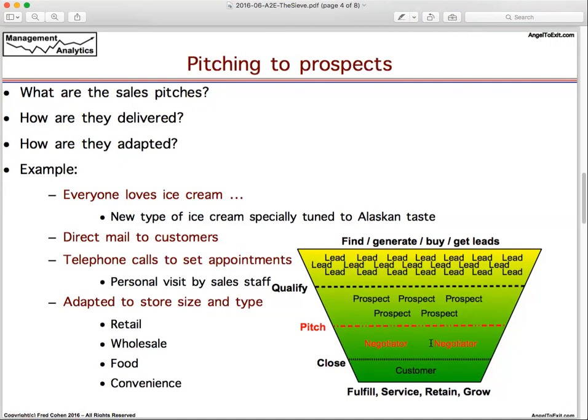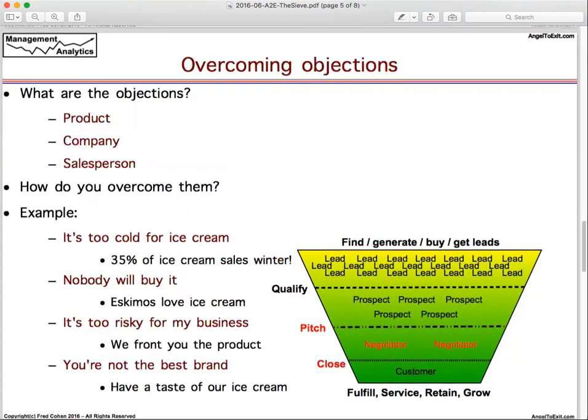You might do direct mail to customers. You might have telephone calls to set appointments with stores, retail stores, and have somebody come and visit each store. So you go from town to town in Alaska visiting the store with your truck that includes the samples of the ice cream and everything else you need. And you might also have a different pitch that's adapted to different types of stores. Retail might go through a wholesaler, food stores versus convenience stores, and so forth. So you have a differentiated market with differentiated pitches.